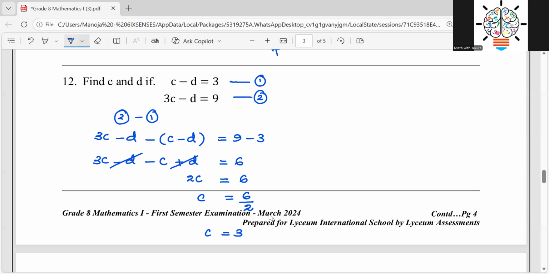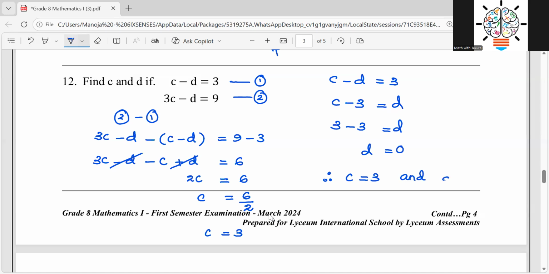Now, how we are going to find the d value, children? That the c minus d is equal to 3. Right? And then the D is equal to C minus 3. C is what, children? 3. 3 minus 3, that is D. D is equal to 0. Therefore, C is equal to 3 and D is equal to 0. Okay, this is how you solve the simultaneous equation.